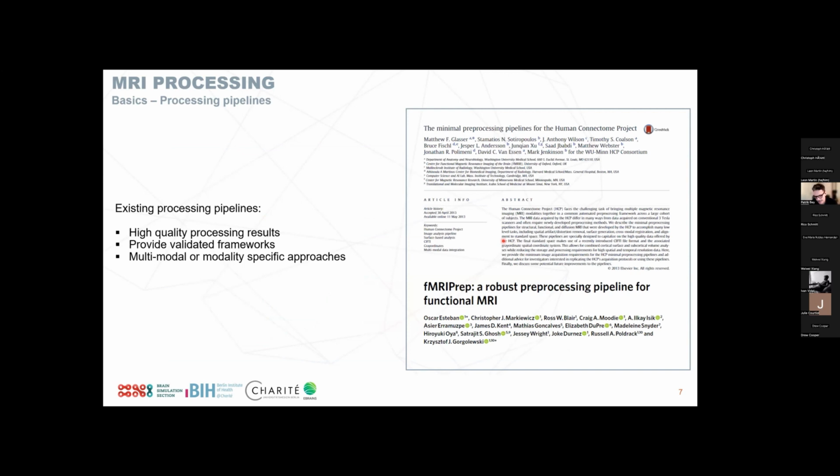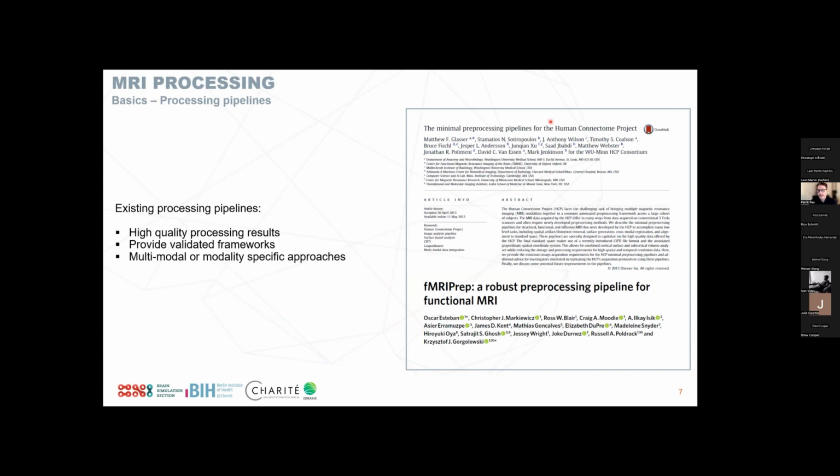When we want to do this, there are already existing frameworks, right? It's not that in our project here, we invented processing of MRI. There are great processing pipelines out there, even multimodal ones, like, for example, the Human Connectome Project processing pipeline from Glasser from 2013, which creates high quality processing results and can be considered the gold standard in automated processing of multimodal data.